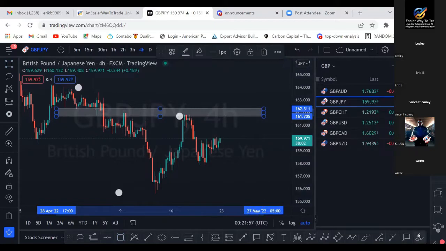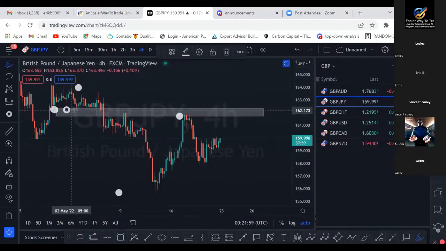Now, if it comes back in here, we can trade it. Why? Because we see rejection, rejection, rejection. This support turned into resistance, but we need it back up here, and then we wait for a confirmation for entry. But right now, no trade.